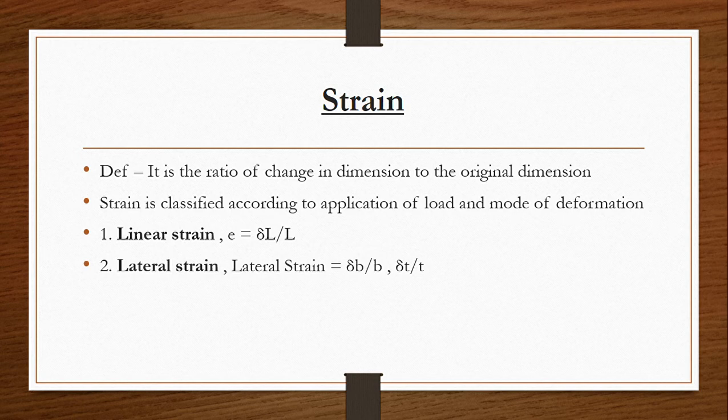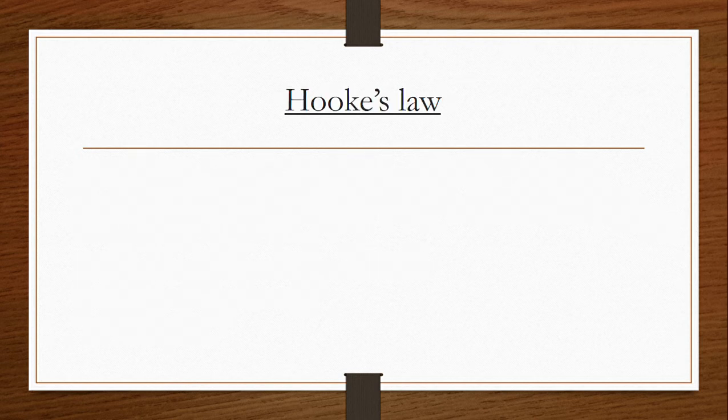Whereas if I stretch a rectangular rod or beam, its width and thickness get changed, so that is delta B by capital B or delta T by small t, that is the original dimension. The third one is volumetric strain, that is change in volume to the original volume. And the last one is shear strain, that means when we press or move the body from one position to another, or we try to bend it, the change in angle with the original angle will be shear strain.